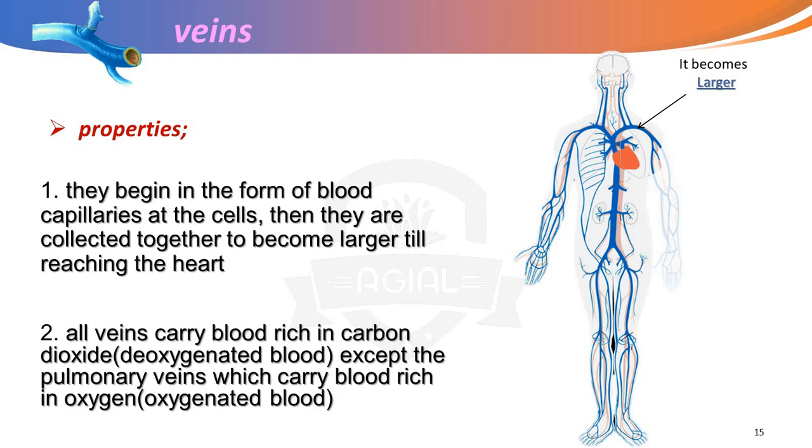Then it will go through the pulmonary artery to give the blood that is full of carbon dioxide to a special organ to get rid of it and get the blood that is full of oxygen. Then it returns back to the heart through the pulmonary veins. So pulmonary veins carry blood rich in oxygen. Again, all veins like the superior vena cava and inferior vena cava carry blood rich in carbon dioxide, but pulmonary veins carry blood rich in oxygen.